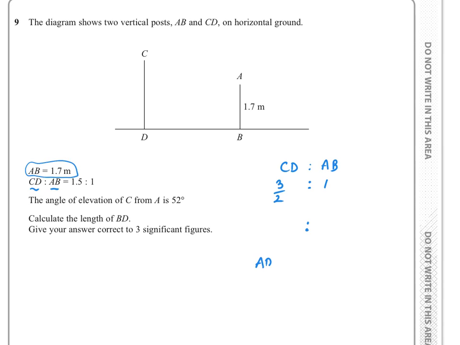So if AB is 1.7 metres, then CD is 3 over 2 or 1.5 times bigger. So on your calculator you can do 1.7 times 1.5 or 1.7 times 3 divided by 2 to work out what CD actually is. So I'll do that on my calculator now. So I will have 1.7 times 1.5, and that gives 2.55 metres. So I can put that on my diagram.